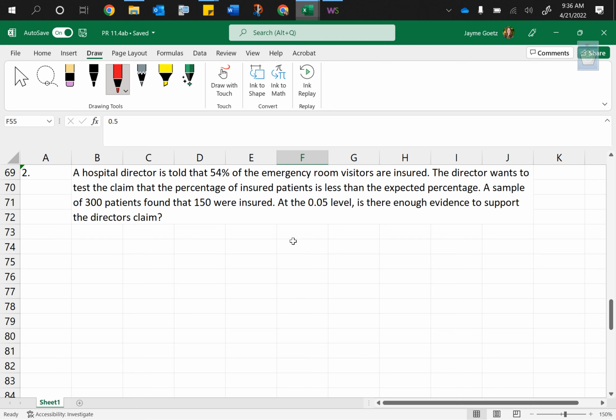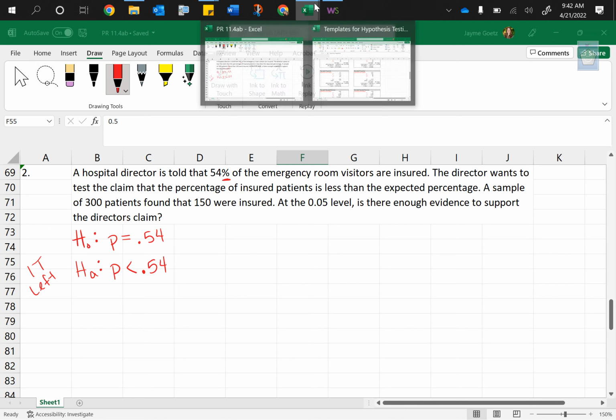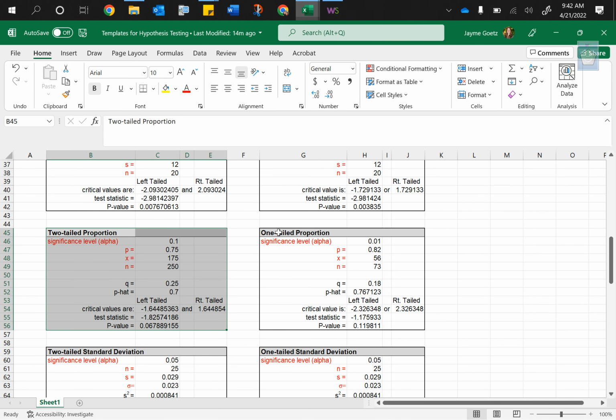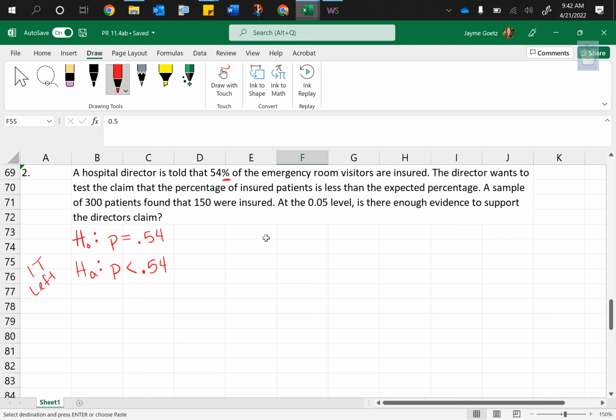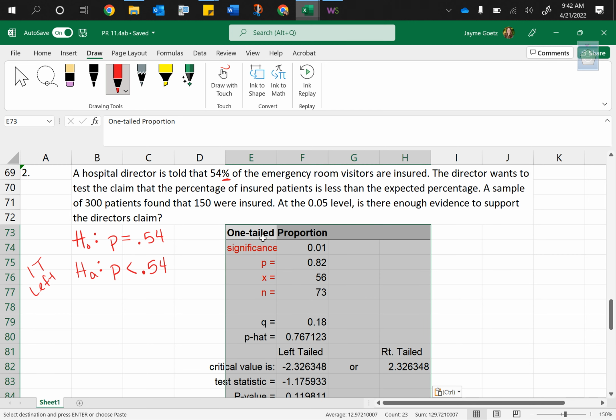So what I do is right away I go get that template. I know that I need a one-tailed proportion, so one-tailed proportion over here. I'm going to copy that, come back and paste it in there. And the reason I do that first, again, is because that helps me figure out what I need to find.